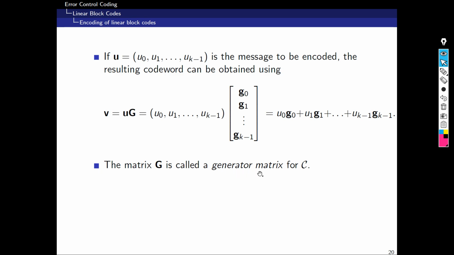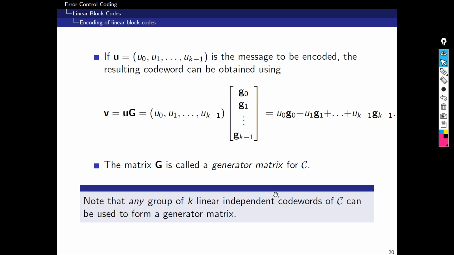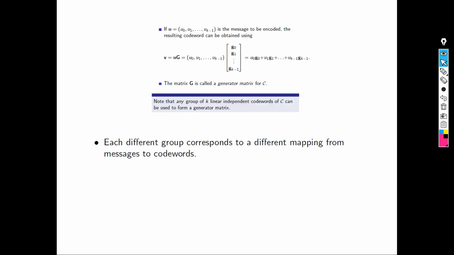The matrix G is called the generator matrix for the code word table. Note that any group of k linearly independent code words of C can be used to form a generator matrix. Any k linearly independent code words, you can use them to build the generator matrix. Each different group corresponds to a different mapping from messages to code words.